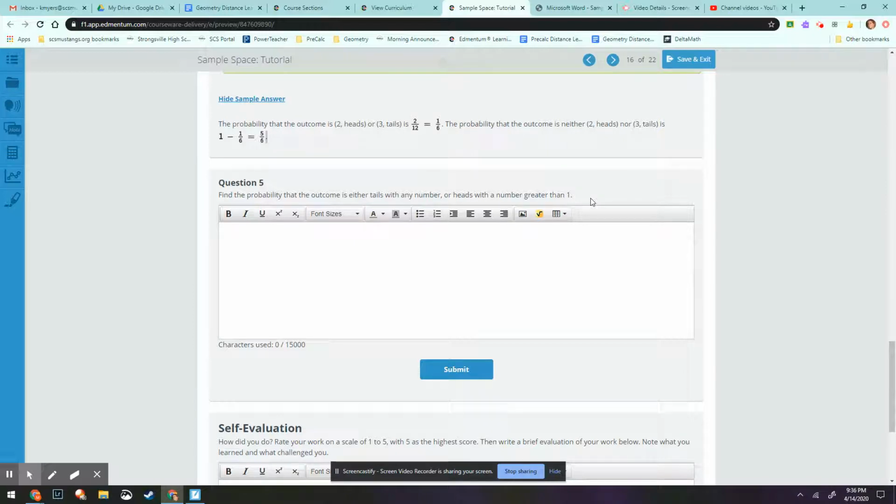and then subtract that. Find the probability that the outcome is either tails with any number or heads with any number greater than 1. So let's just start with this one. It's a little different because it's or. So tails with any number. Well, there are 6 ways that can happen. Right? You get 1 and tails, 2 and tails, 3 and tails, so on and so forth. Or you could get heads with any number greater than 1.